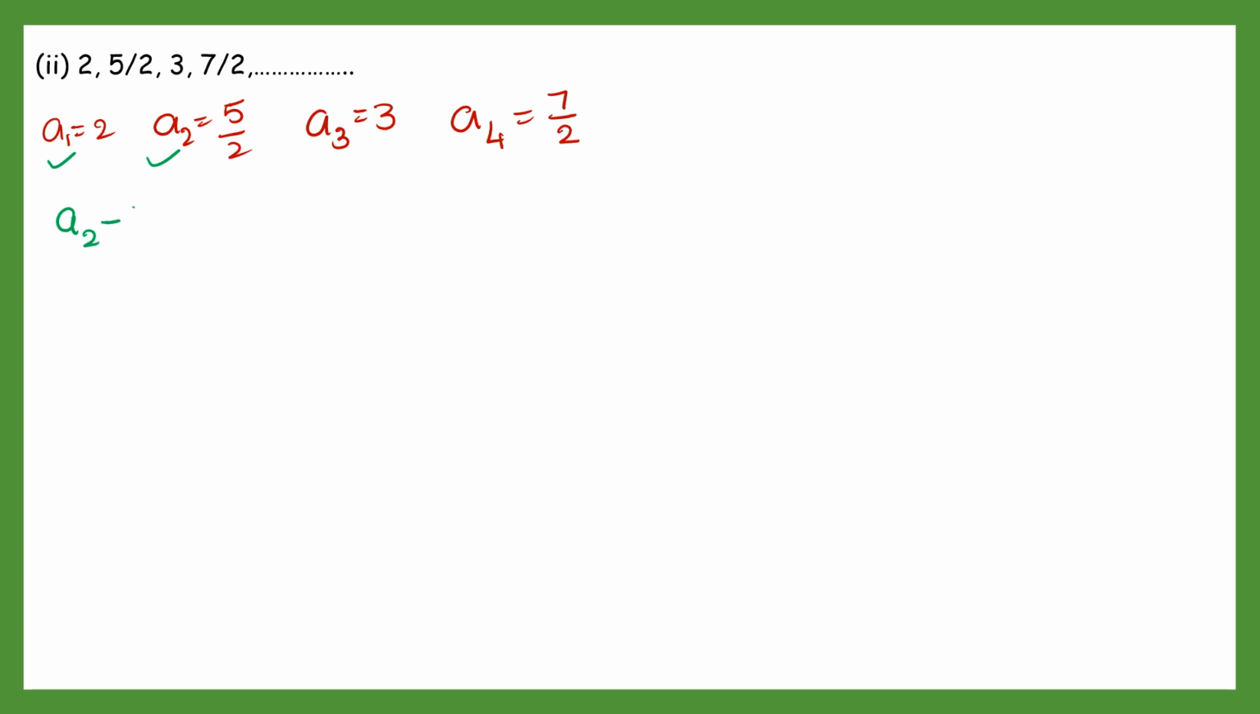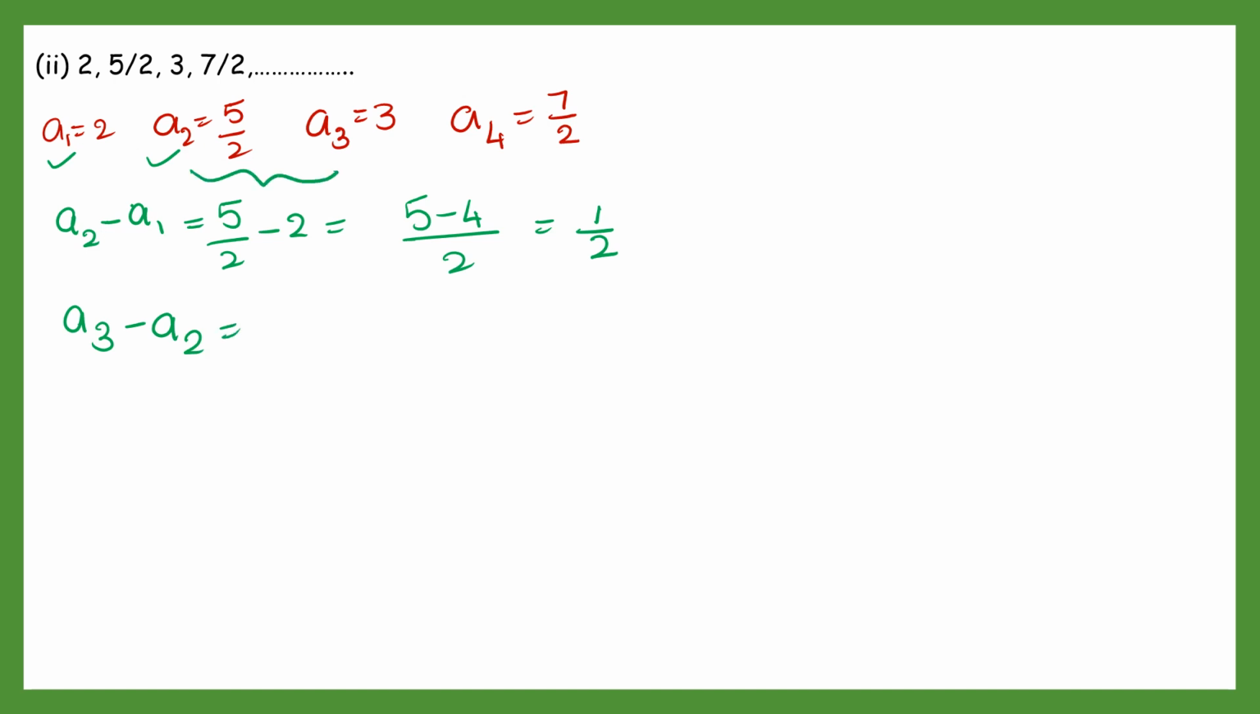Let's find the difference. A1 minus A2. Sorry, A2 minus A1. You should not do A1 minus A2; you should do A2 minus A1. 5 by 2 minus 2. LCM is 2. You get 5 minus 4, so 1 by 2. Next, the difference between another set, A3 minus A2. So 3 minus 5 by 2. LCM is 2. You get 6 minus 5, 1 by 2.